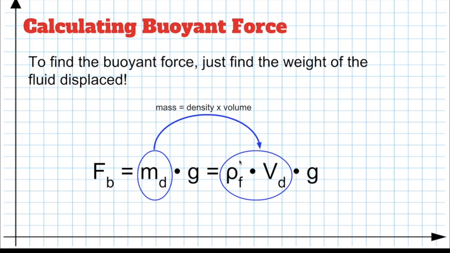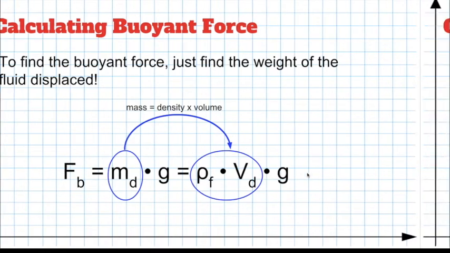Okay, so how do we calculate buoyant force? Well, to find the buoyant force, we just have to find the weight of the fluid displaced. So the buoyant force is equal to the mass of the water that is displaced times g, because force equals m times g. So this is our old equation from way back in September. Force is m times g. The mass of the fluid that is displaced can be found by taking the density of the fluid times the volume. And then we multiply that by g.